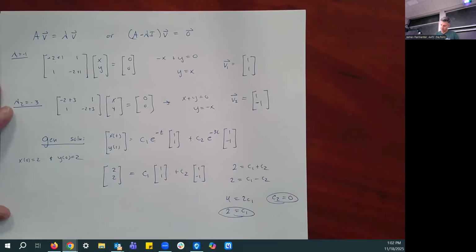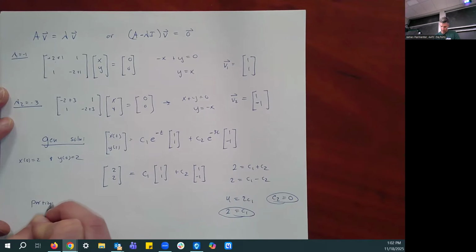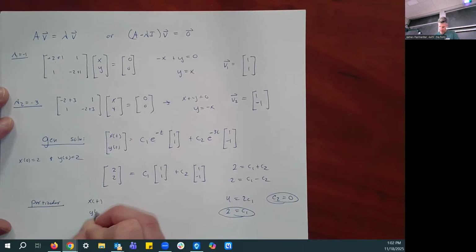So interesting. That means our particular solution here is (x of t, y of t) equal to 2 e to the -t times (1, 1). End of story, because our c2 is 0.